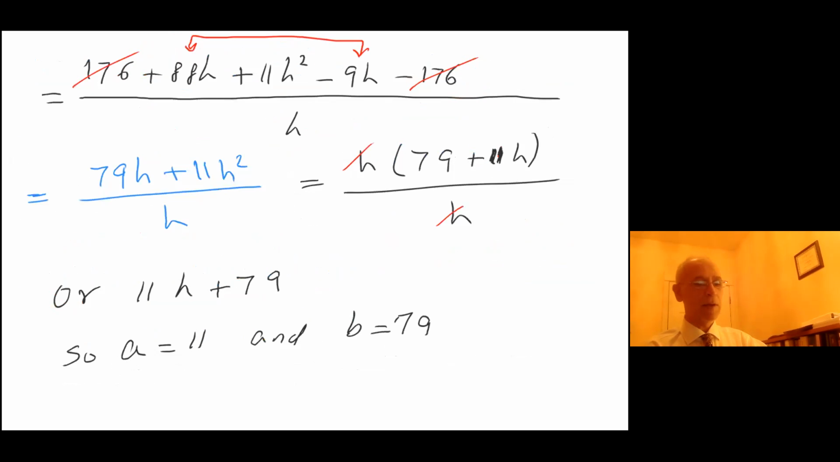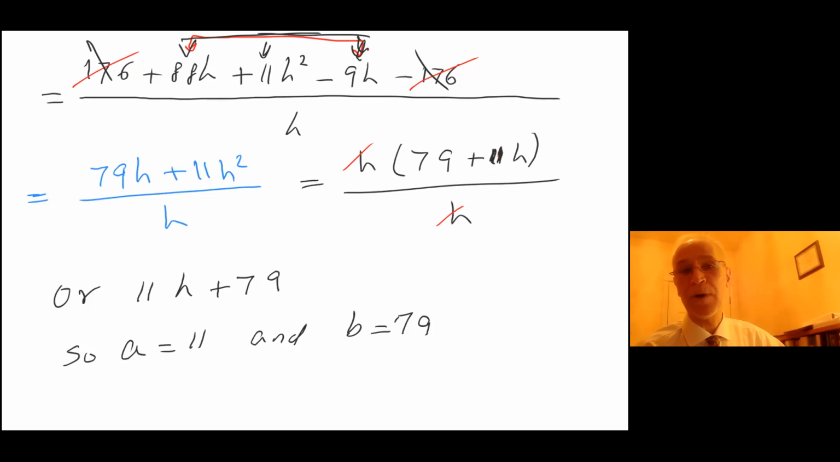So now simplifying everything, I get 176 plus 88h plus 11h to the second minus 9h minus 176. And the 176 cancels minus 176, okay? And combining 88h with minus 9h, I get 79h, and I have a plus 11h to the second all over h.